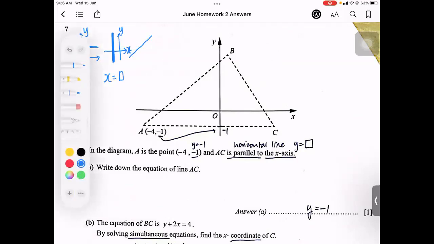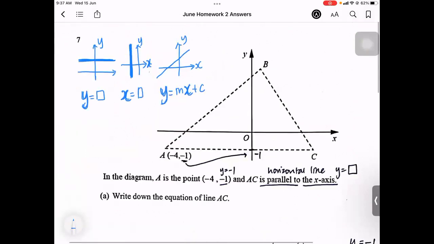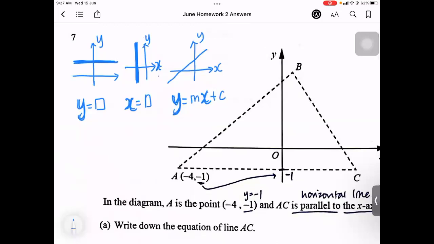Okay, a slanted line, only a slanted line. A slanted line cuts both the x and the y-axis. So it must be of some y equals to mx plus c. You will have y and you will have x. So if it's a horizontal line, only have y. If it's a vertical line, only have x. If it's a slanted line, have y and x. Okay, so these are some basic concepts you must know.